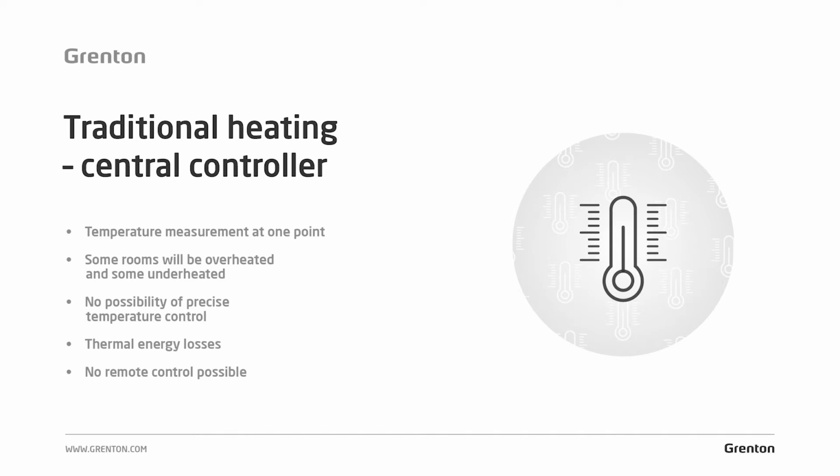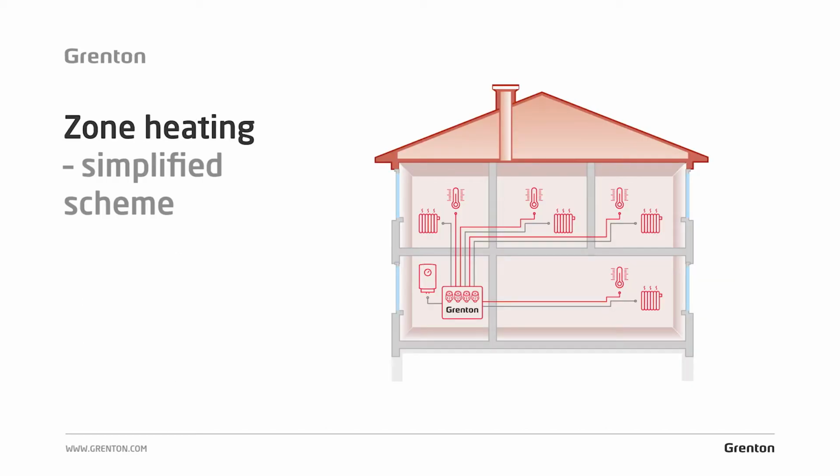In modern construction, in modern houses, a slightly different heating system is already used. I mean here zone heating. You can see what it looks like here. Next, here is a heating boiler which through the distributor provides you with the heat to individual rooms, while the temperature is measured in each room separately.